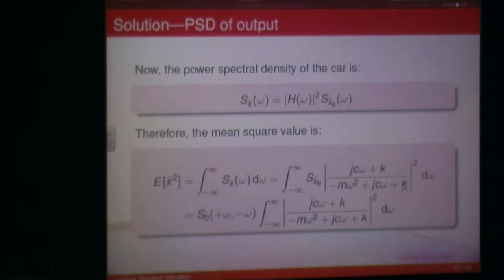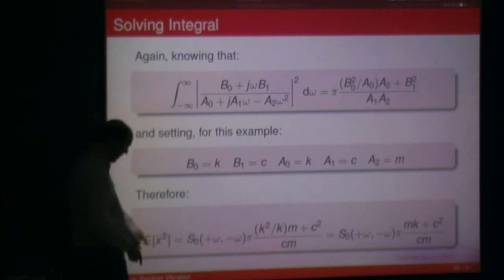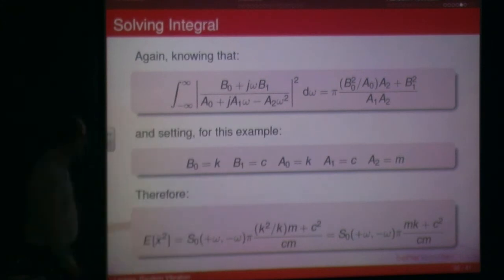And on the bottom, we've got A0, A1, and A2. So A0 is k, A1 is c, and A2 is m. And so you can replace those terms in this equation. So we get k squared upon k, because B0 was k and A0 was k, so that's just k. A2 is m. B1 was c, so we get c squared over here divided by c m. And so you end up getting m times k plus c squared upon c m, times pi, times my input power spectral density.